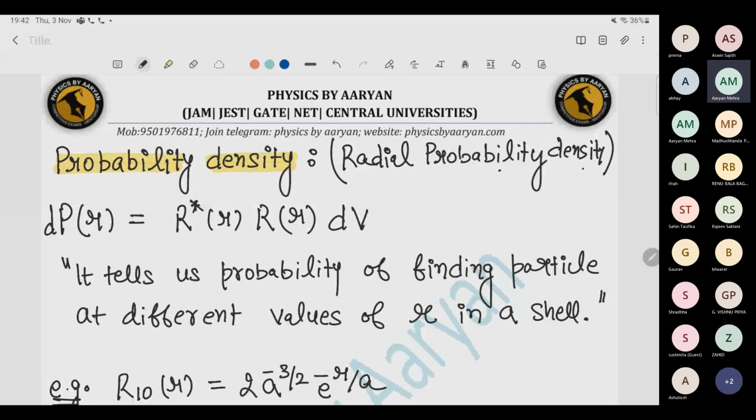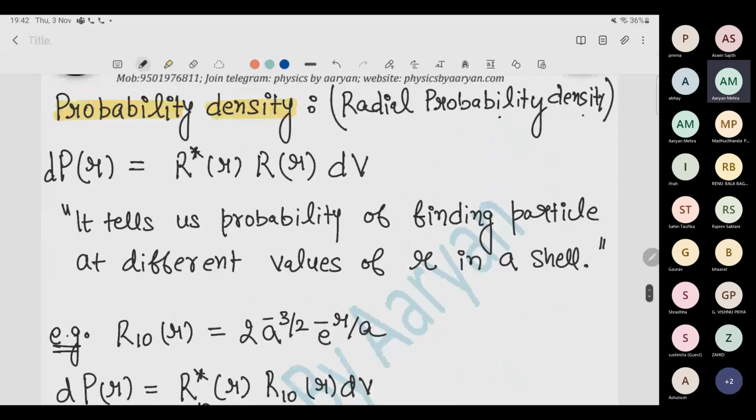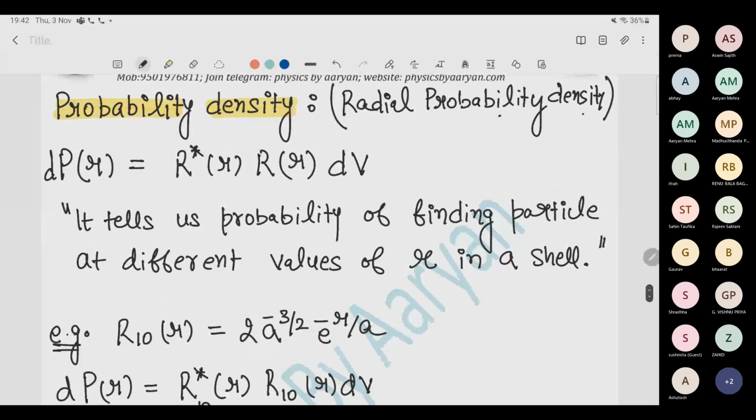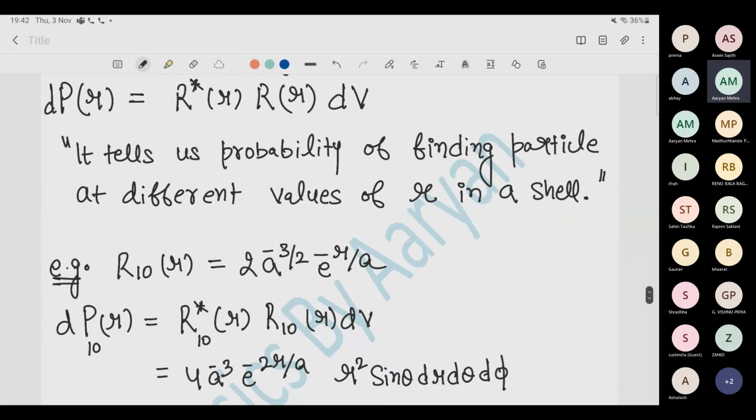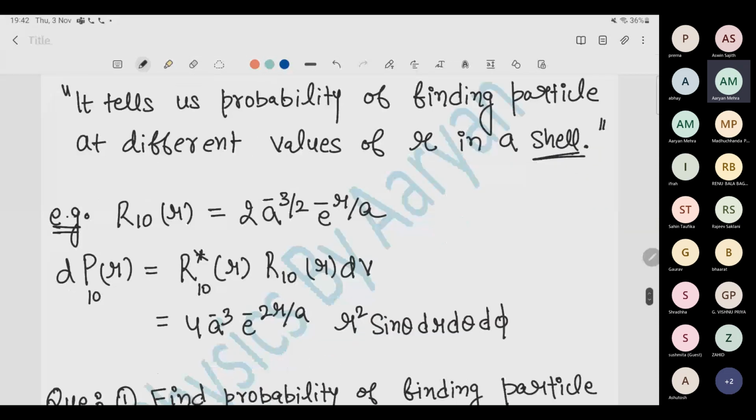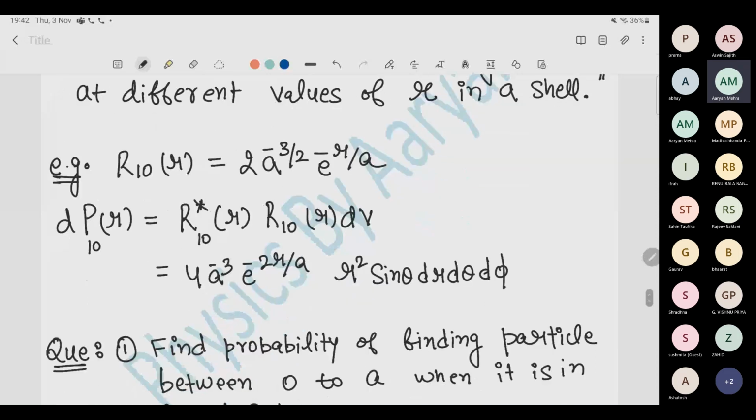So now let's move on. Here I have given the definition of radial probability density. Only radial probability density. I am not talking about the entire wave function, because radial probability density and spherical harmonic probability density both can be defined separately, but here we are only taking the radial part of the solutions. What does it tell you? It tells you the probability of finding a particle at different values of r in a shell. Shell here is a word which we have been using for the hydrogen atom from very lower standard classes.